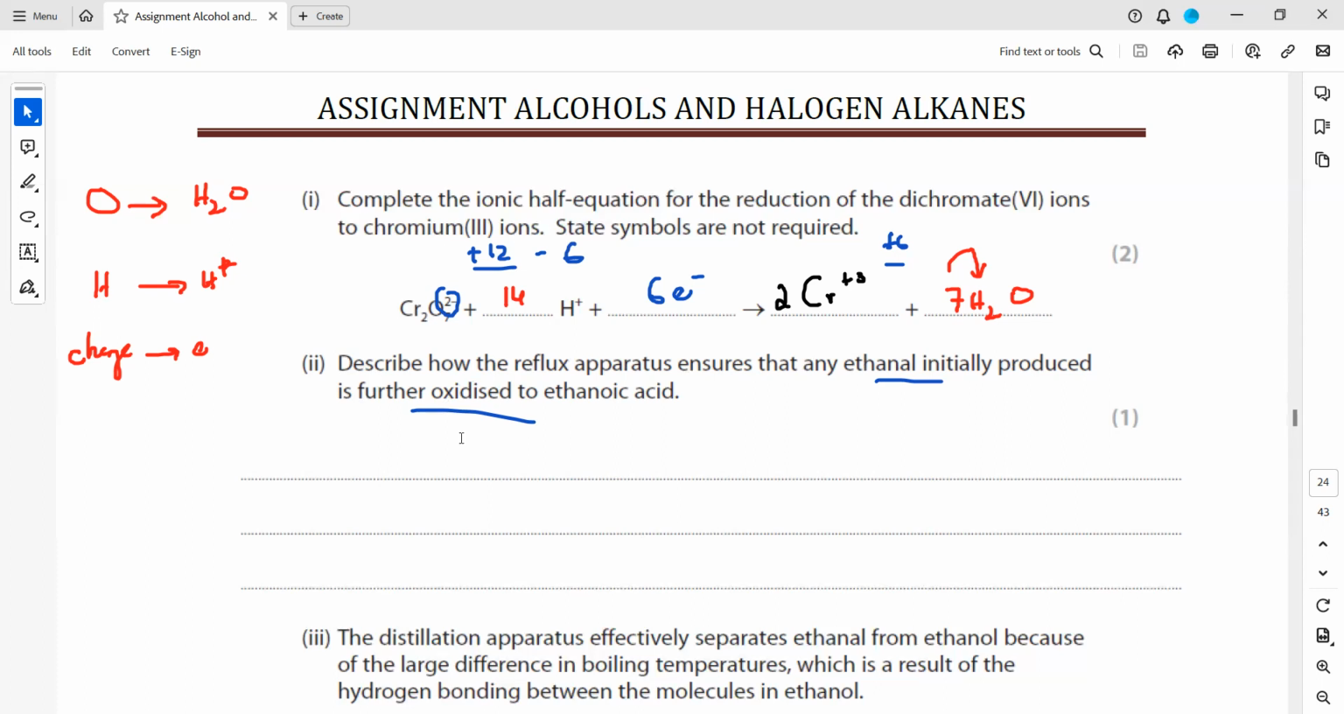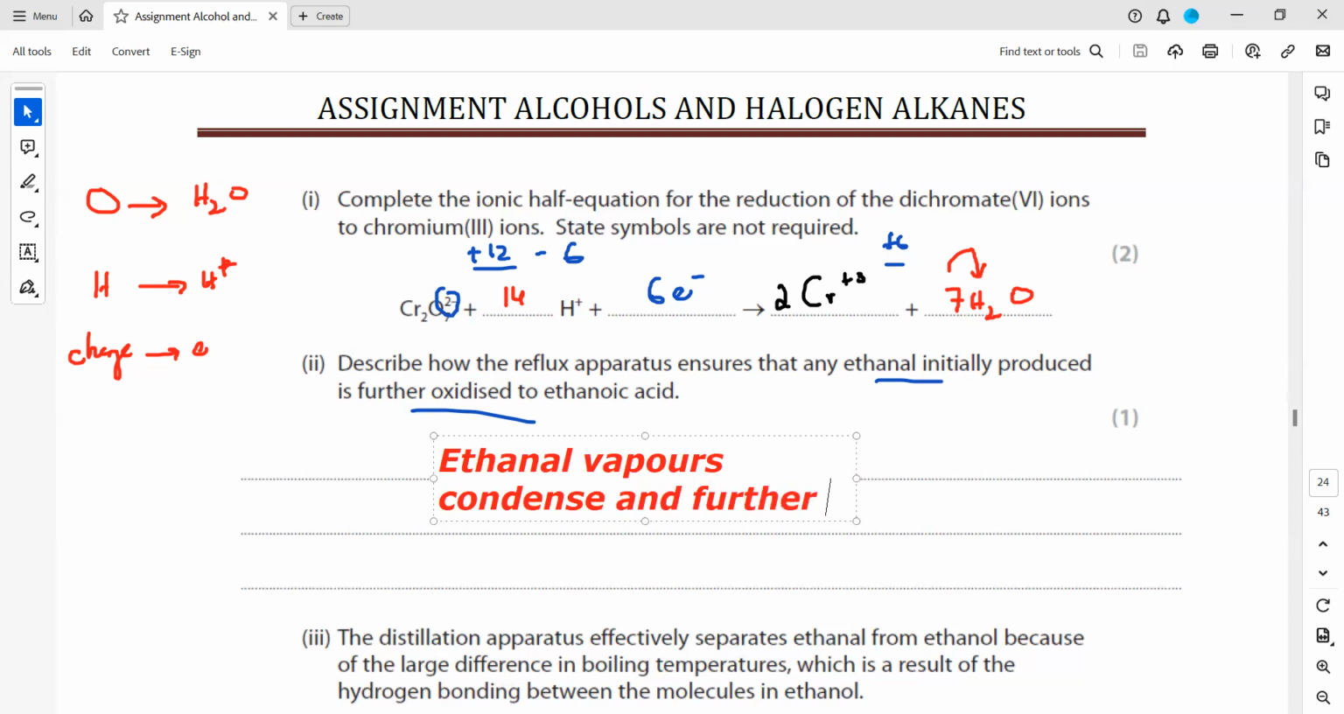So the ethanol vapors condense and are further oxidized in the flask.